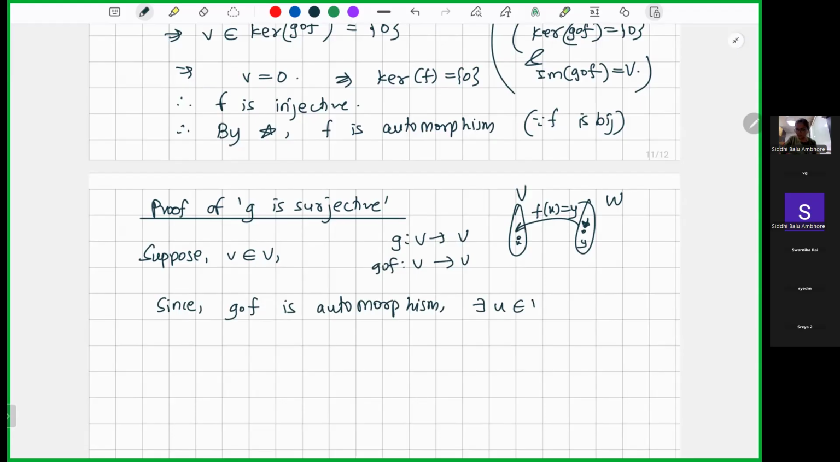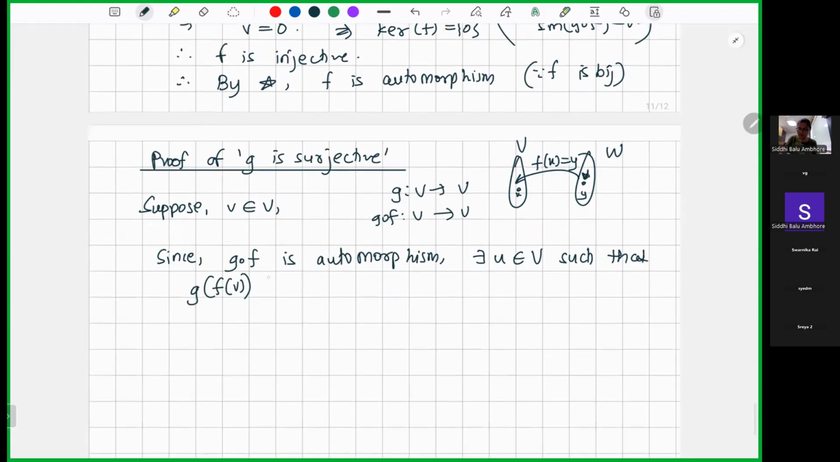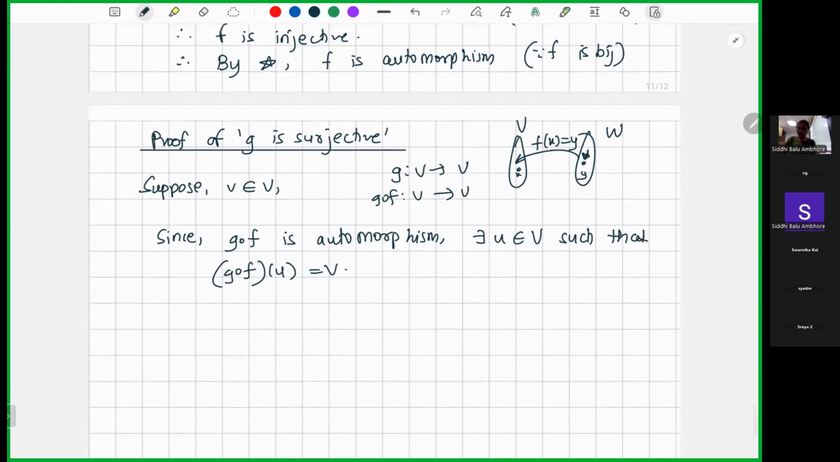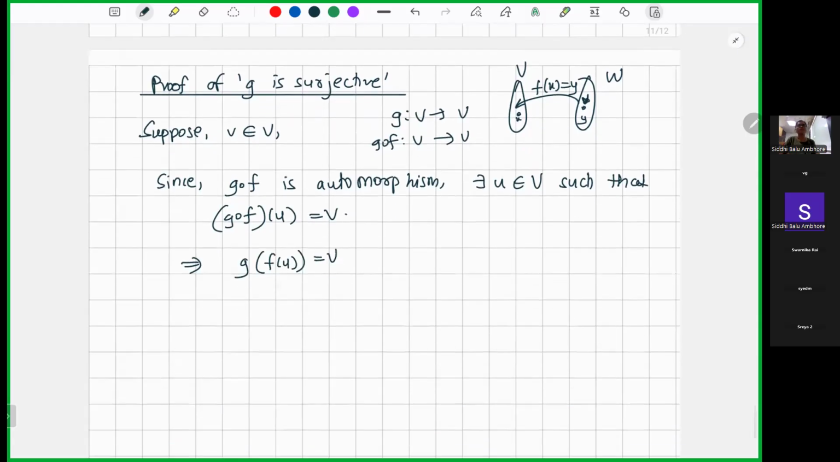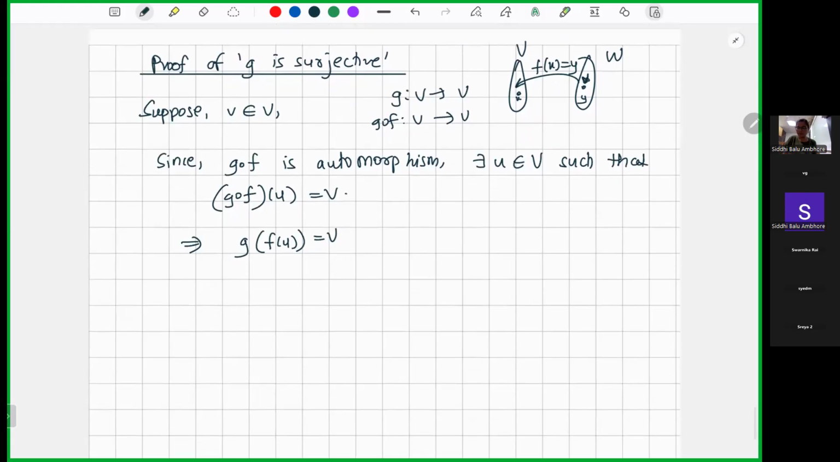Take V in the vector space. There exists some U such that G composed F of U equals V. This is the surjectivity of G composed F. So this implies that G of F of U is V.